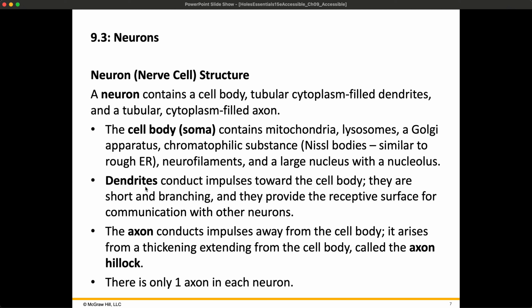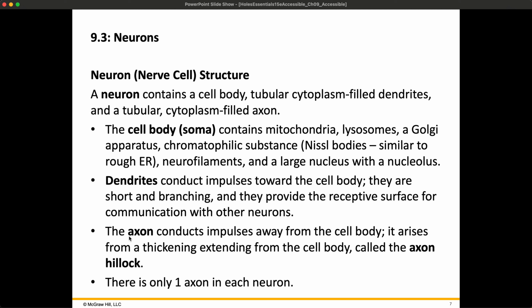Dendrites, dender is Latin for tree, and so they look like these little branches that are coming off of the cell body, and dendrites are receptive surfaces. So dendrites are the receiving portion of a neuron, receiving from some other neuron structure.